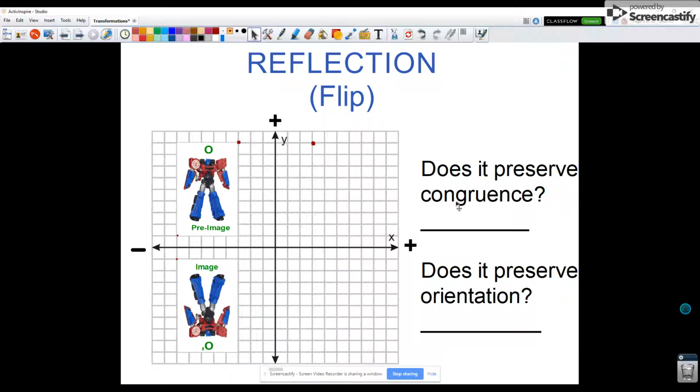So now let's discuss, does Optimus preserve congruence and orientation? I'm going to reflect him over the y-axis so you can see that congruence is preserved because he does maintain the same size and shape. However, does he preserve orientation? Well, in the pre-image, Optimus is looking to the right, but in the reflected image, Optimus is now looking towards the left. So therefore, no, the orientation was not preserved.